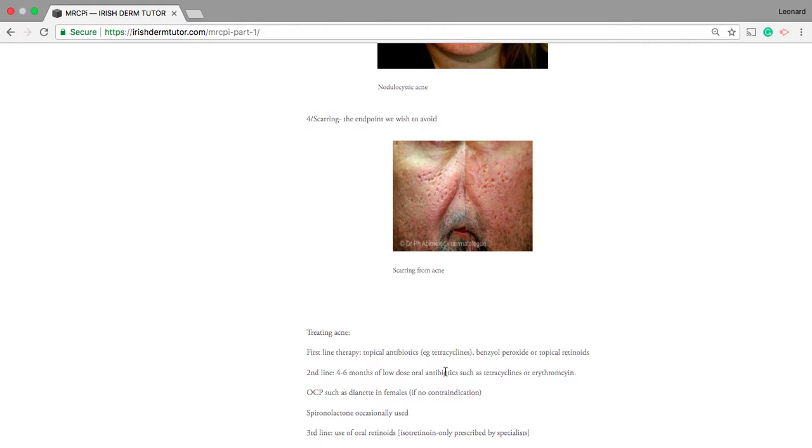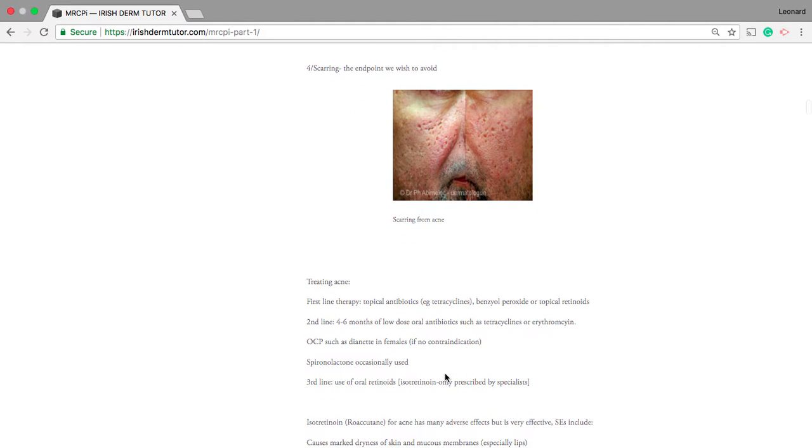In moderate acne, we often need to add an oral treatment to the topical agents we might already be using. We usually give a 4 to 6 month course of low-dose oral antibiotics such as tetracycline. Less commonly we use erythromycin, and even less commonly than that, trimethoprim is sometimes used. We can also consider the oral contraceptive pill such as Dianette in females, but we only tend to give it if the patient wants to use contraception anyway, due to the potential side effects of the oral contraceptive pill. And spironolactone is another tablet that has been shown to be effective.